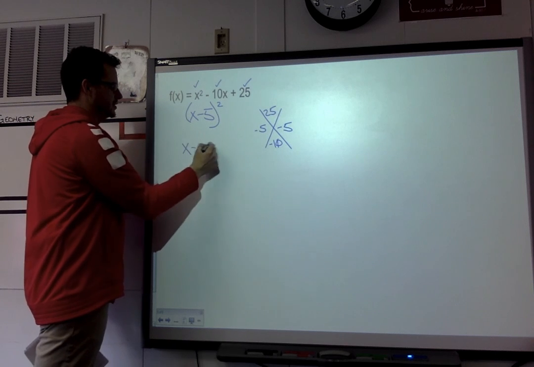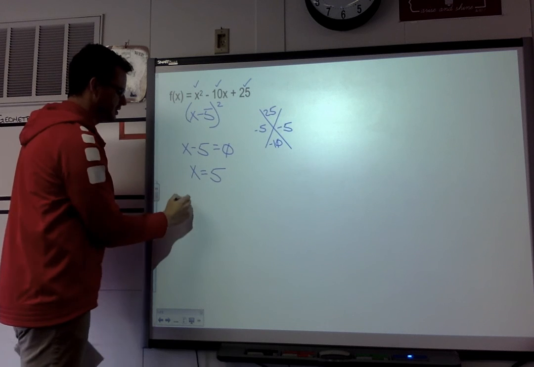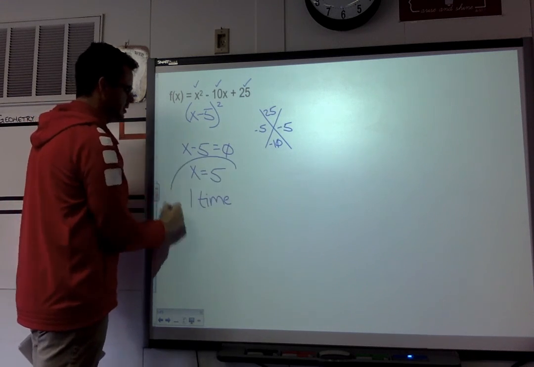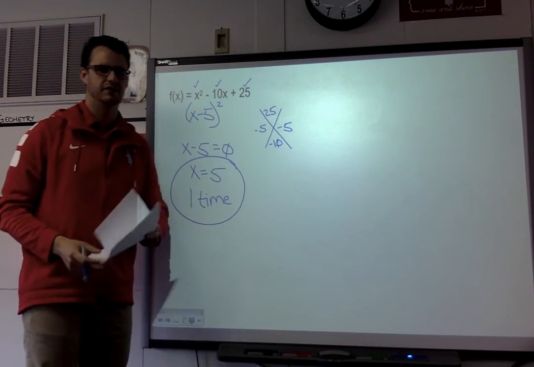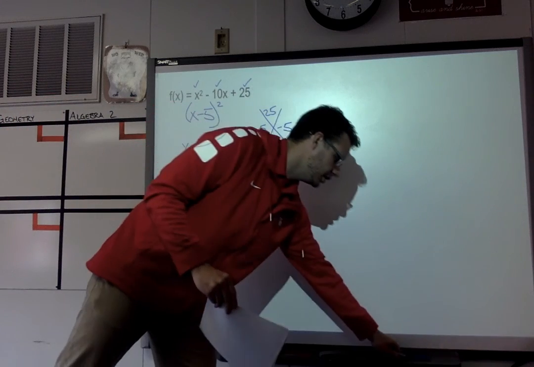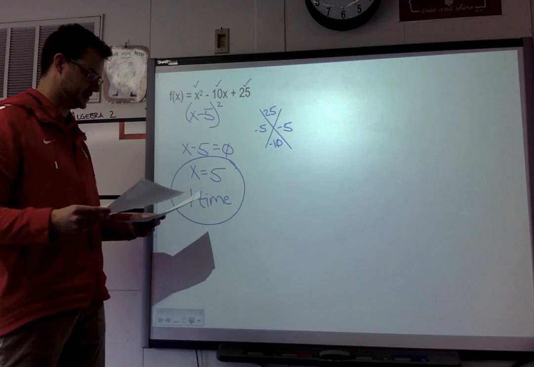So in order to find our solution, set it equal to 0. So we would say that this crosses through the x-axis 1 time at x equals 5. Now if you had one that you couldn't factor, if it was a prime polynomial, then that would mean that it would not cross the x-axis at all.